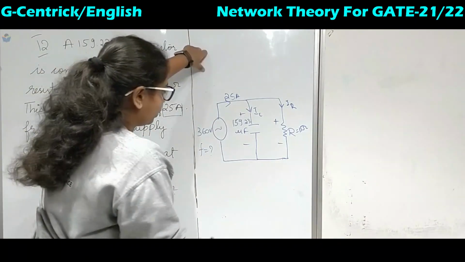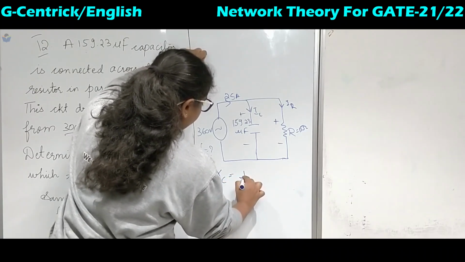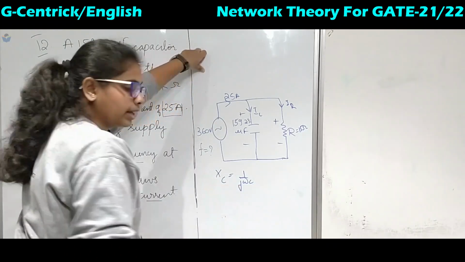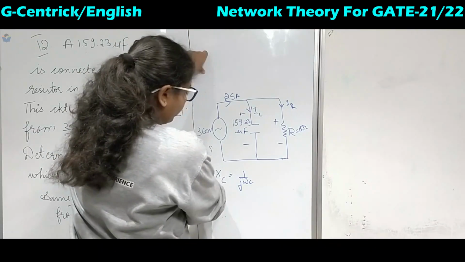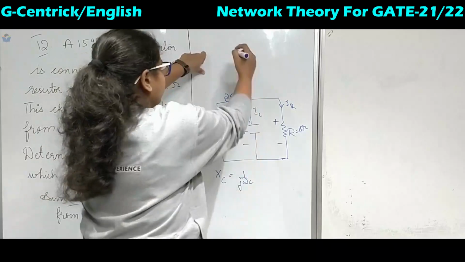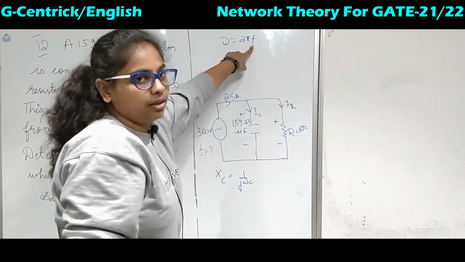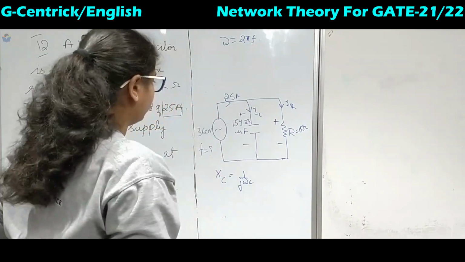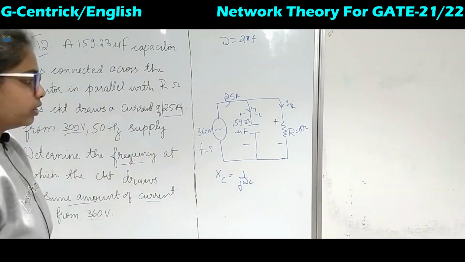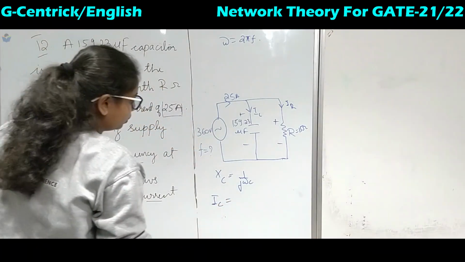Now once we know Xc, which is 1 upon j omega C, we know the capacitor value. We have to find the value of Xc. Once we find the value of Xc, we can substitute both of them and replace omega with 2 pi f, and then we can find the value of this frequency. So for that we have to again calculate the value of IC and IR. So what will be IC equal to?